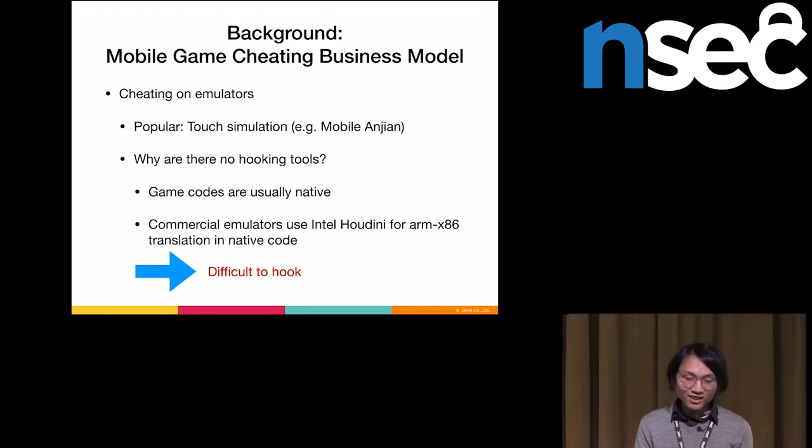And the interesting thing is that some touch simulation engines even have advanced functions like OCR or image recognition. On the other hand, you can see cheating by hooking is not showing up on emulators. This is because game code is usually native, and commercial emulators use Houdini, as I said, to translate ARM code to x86 at runtime. So this makes it more difficult to hook on emulators than on a physical pure ARM device.